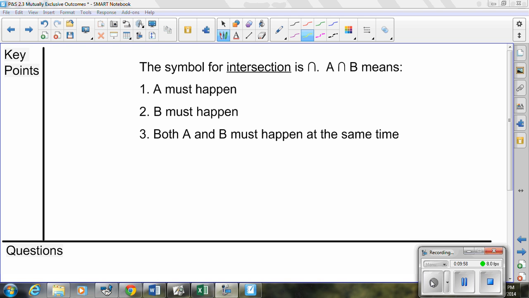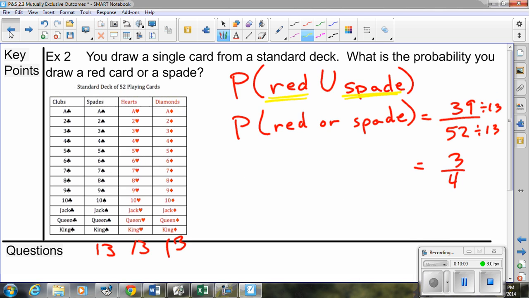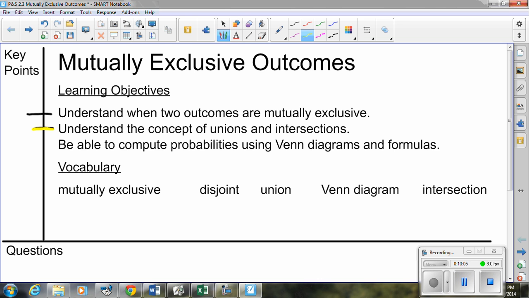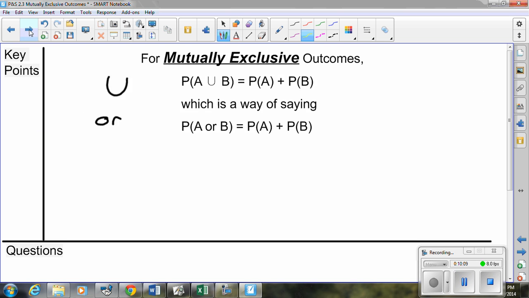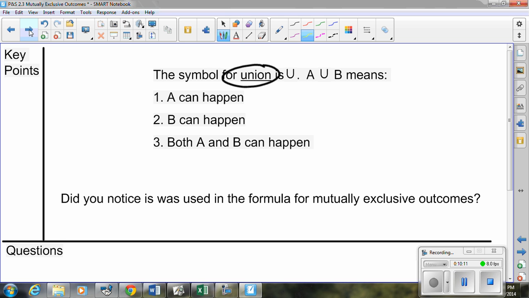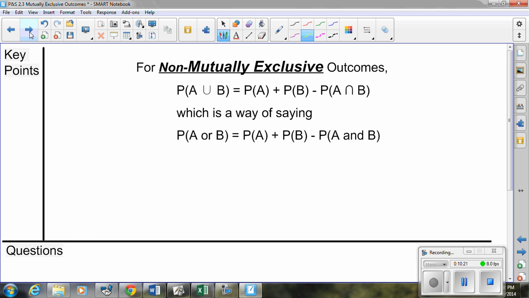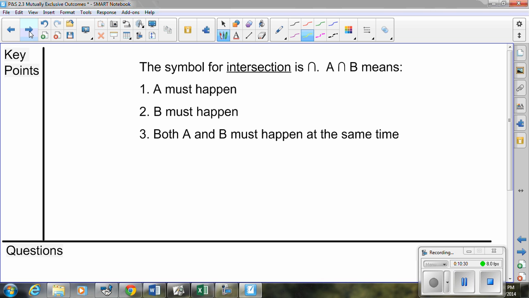I want to remind you, this connects back to one of our learning objectives. The second learning objective is to understand the concept of a union and an intersection. Union means A can happen, B can happen, or both. Intersection means not that they might happen, they must happen at the same time. That's our intersection. Intersection basically means and.